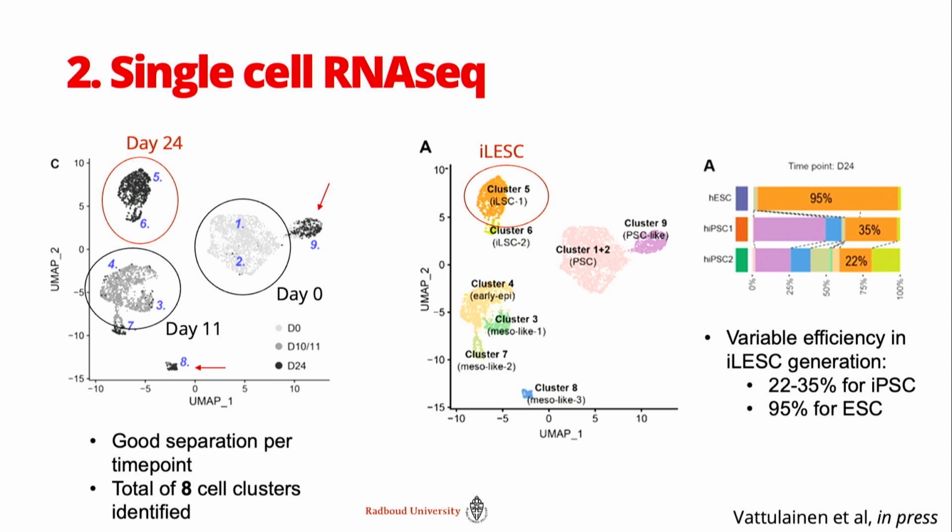What we also saw is that when looking at each individual cell line that we used in this study, we see variability in the production of these cells. We have an ESC line, an embryonic stem cell line, that is very efficient at producing limbal stem cells. We see 95% of the cells at the last time point clustering in here. But for the iPSC lines, we see a lower and variable percentage, between 22 and 35. So that makes us think, how can we tweak this protocol to get more LSCs from these lines?